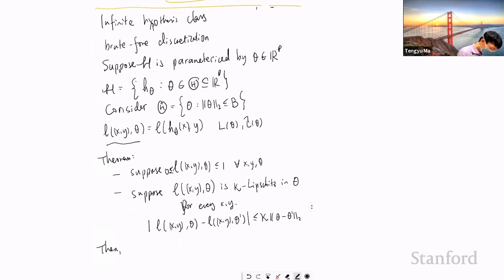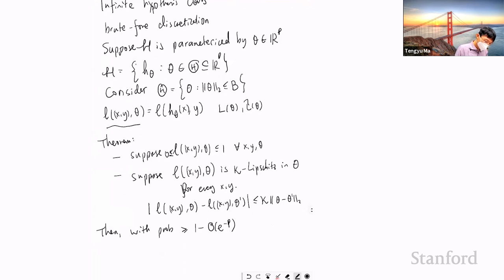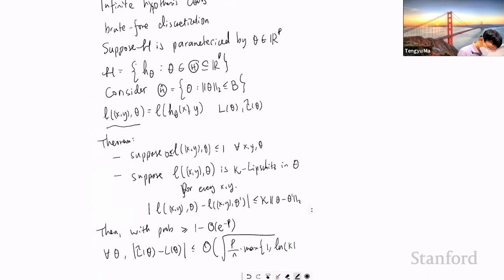And then with this, you get, with probability at least 1 minus e to the minus p, so actually an even lower failure probability. With such a small failure probability, you get that for every theta, the uniform convergence is less than some big O of square root of p over n times max of 1 and ln of kappa, b, and n.